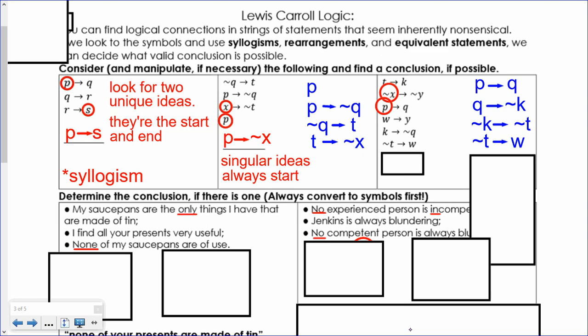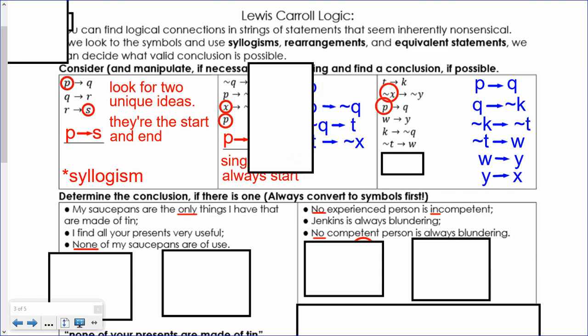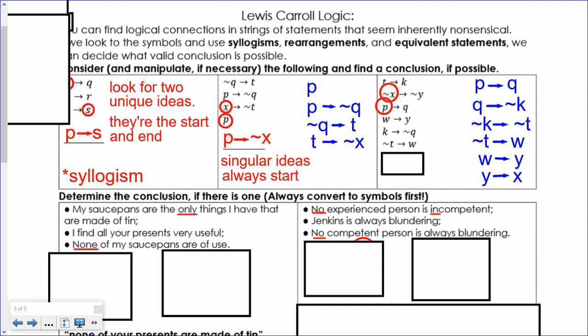The fourth one down, one kind of in the middle there. Any that start with Y? Any that I can manipulate so that it does start with Y? I can use the contrapositive of the second statement. That would get me Y goes to X. So what would my conclusion be? P to X.